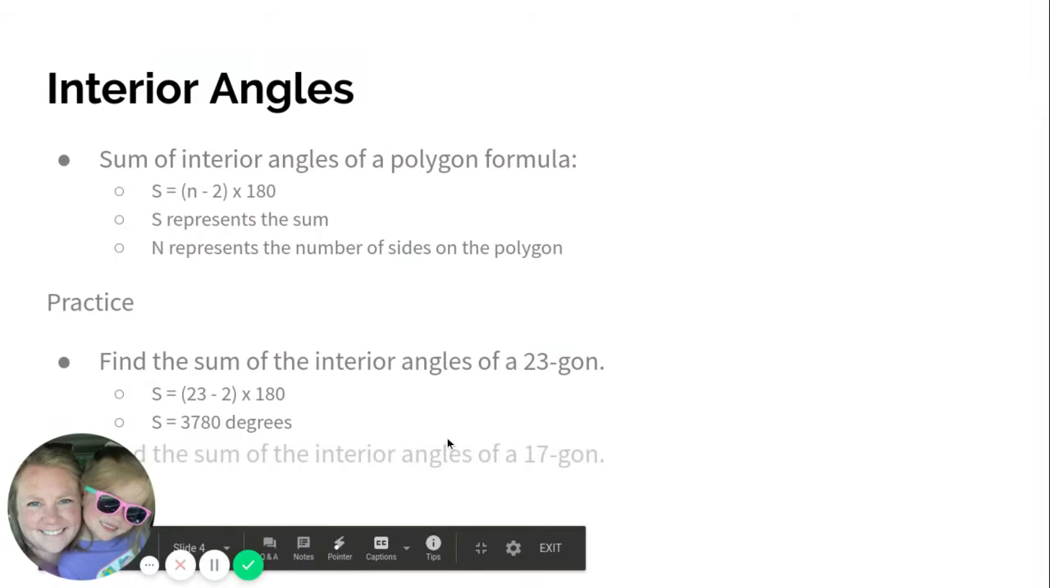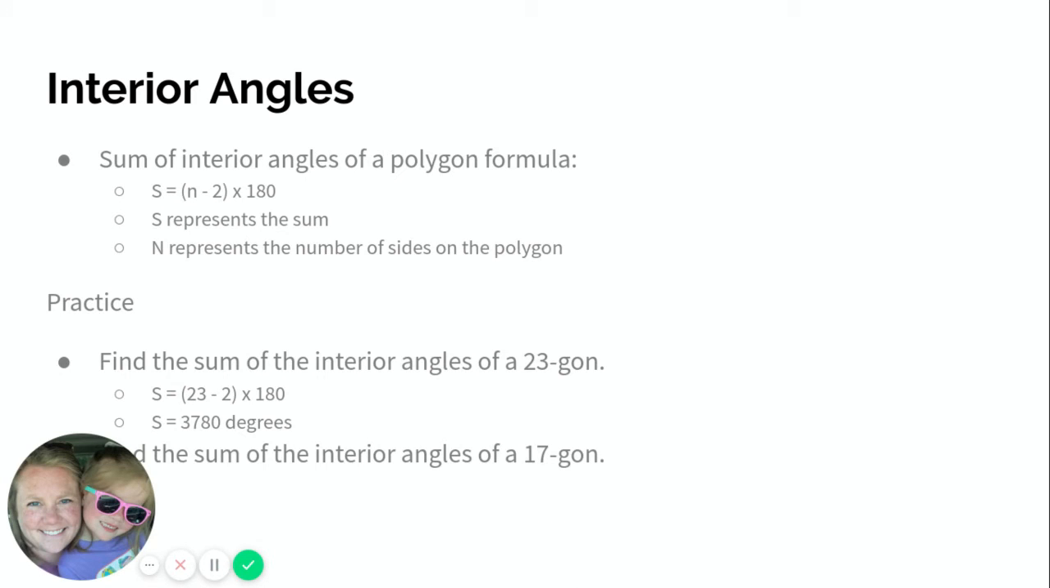All right, the next one I want you to do is the sum of the interior angles of a 17-gon. So if you'll pause the video, plug your number into the formula, work it, and then come back and check and make sure you've got it right.